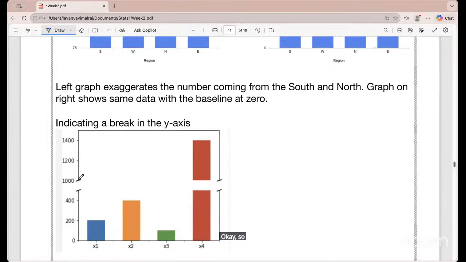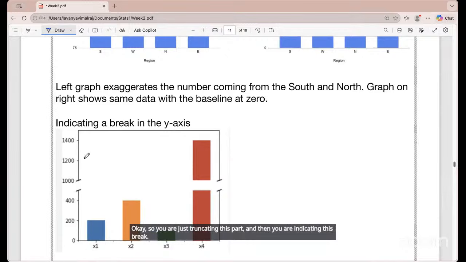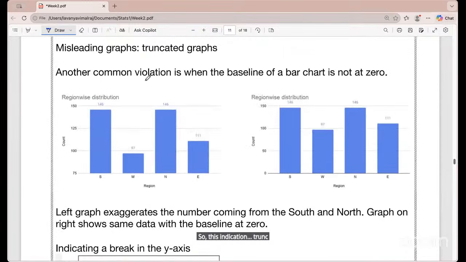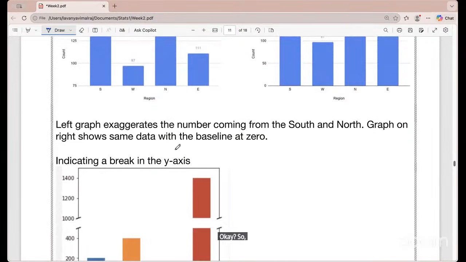Okay, so you are just truncating this part and then you are indicating this break. So this indication, truncation is fine, but without indication is incorrect. Truncation, if it is made, should be indicated, otherwise it is an error. You understand? Yes, ma'am.